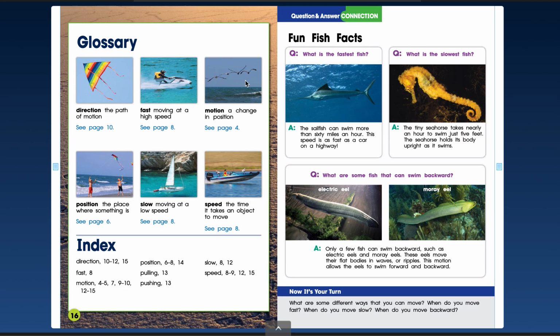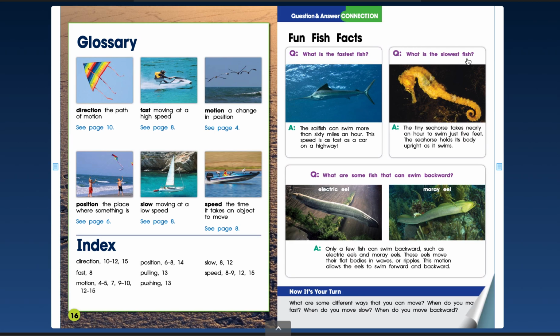Okay, so that was our book. Okay, here we have some fun fish facts. What is the fastest fish? Here it is. A sailfish can swim more than 60 miles an hour. That's as fast as a car on the freeway. This speed is as fast, oh, that's what it says, as fast as a car on a highway.